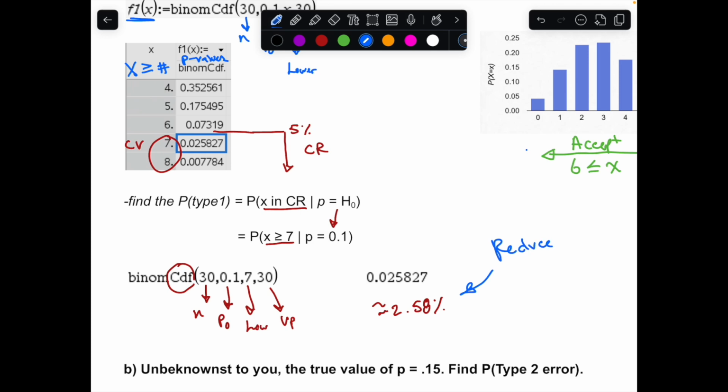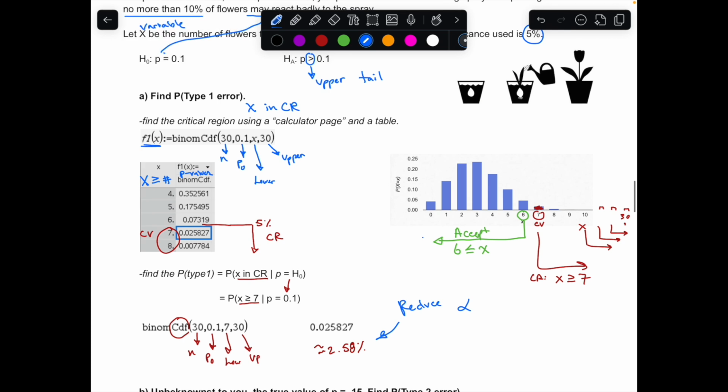If you want to make this value smaller, you would reduce the alpha. If you want to reduce the probability of a type 1 error, you reduce alpha. Well, alpha was already 5%, and this is smaller than 5% already. So you'd have to reduce alpha even more to say 1% or 0.1% maybe. That would reduce your probability of a type 1 error.